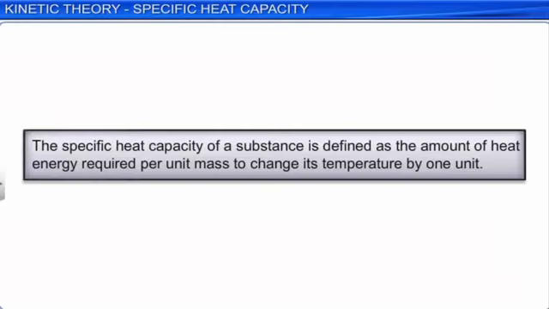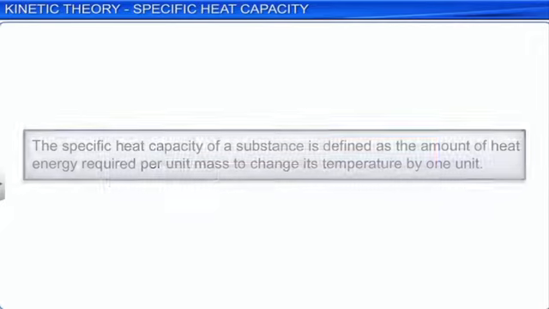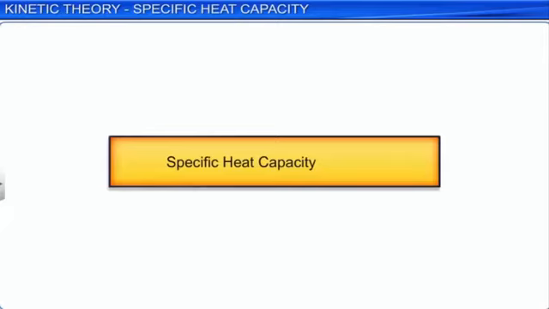The specific heat capacity of a substance is defined as the amount of heat energy required per unit mass to change its temperature by 1 unit. That is, S is equal to 1 by m multiplied by dQ by dT, where m is the mass of the substance and dQ is the heat absorbed for a small change dT in the temperature.